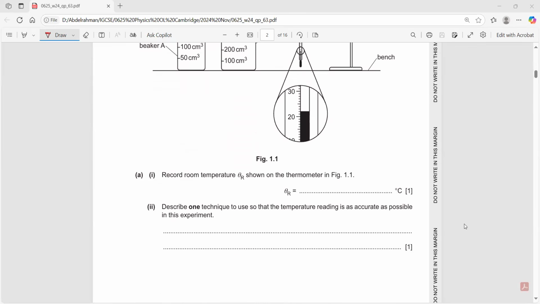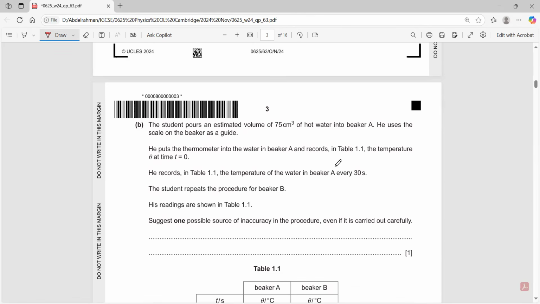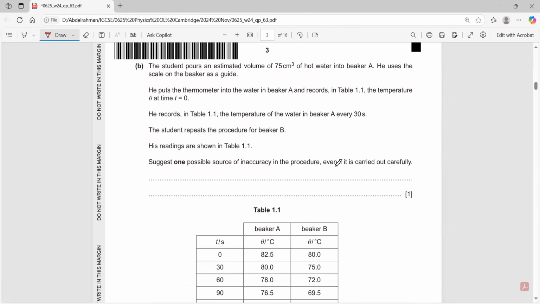First of all, can I find the theta R? Can I find the room temperature? Yes, the room temperature is 22 degrees Celsius. Describe one technique to use so that the temperature reading is as accurate as possible. Take the reading perpendicularly to avoid parallax error.